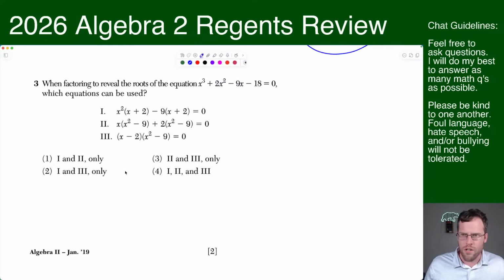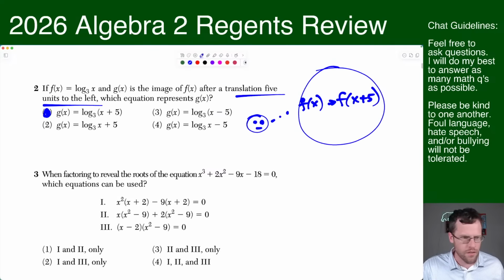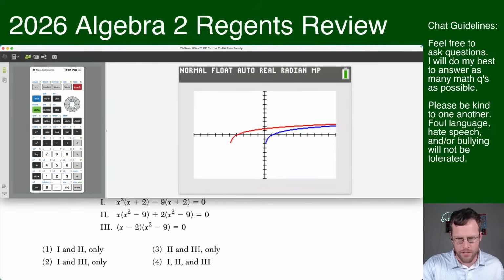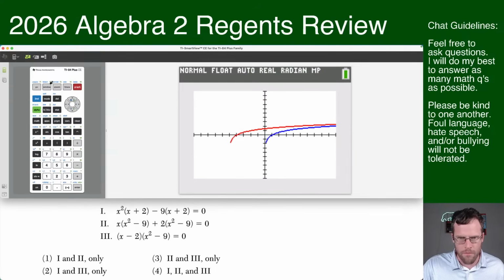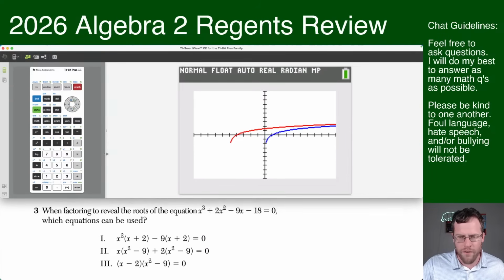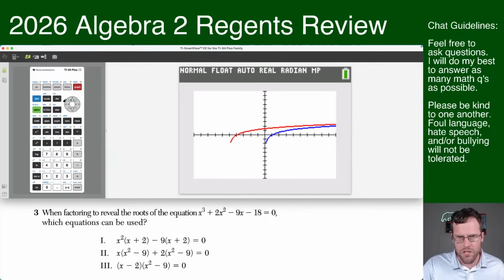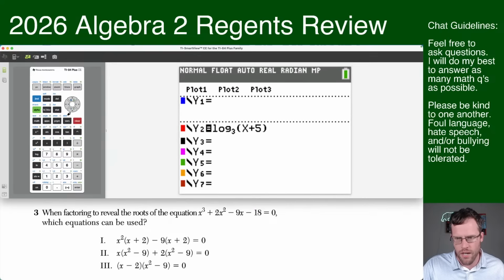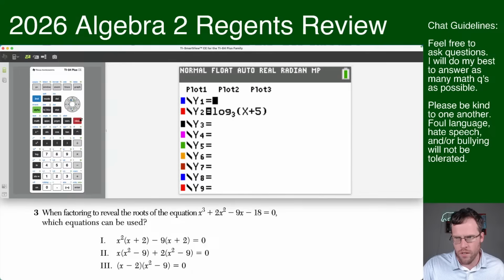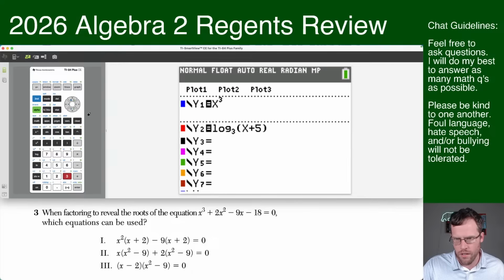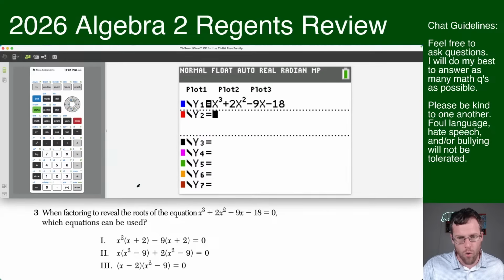Okay, so if we look next up here, this is another one of those where there's a way to do this where you want to reach enlightenment, and there's a way to do this if you're like, hey, I just want to pass the Algebra 2 Regents, and I'm not trying to hit enlightenment. So they ask, when factoring to get the roots of this, which equation can be used? For this one, you could honestly just type in the original. So let me go back to the y equals. We could type in x to the power 3, and then plus 2x squared minus 9x minus 18. And then you could go through all of the Roman numerals.